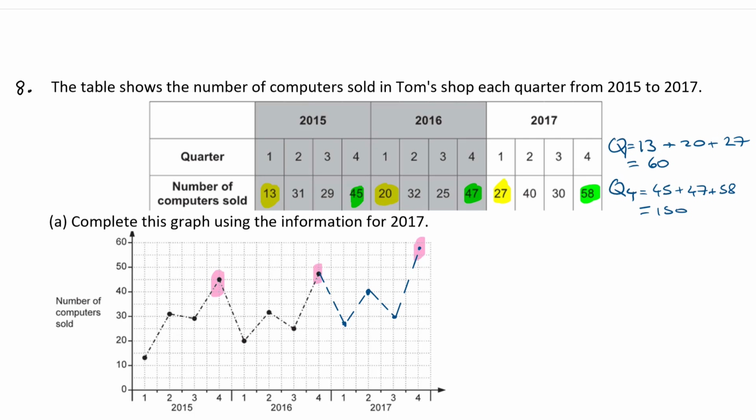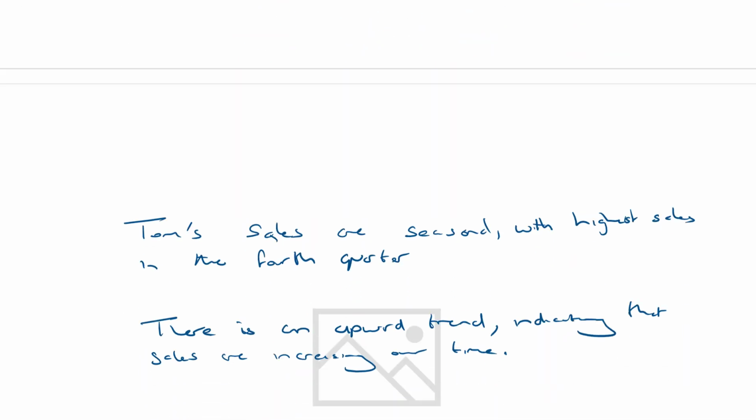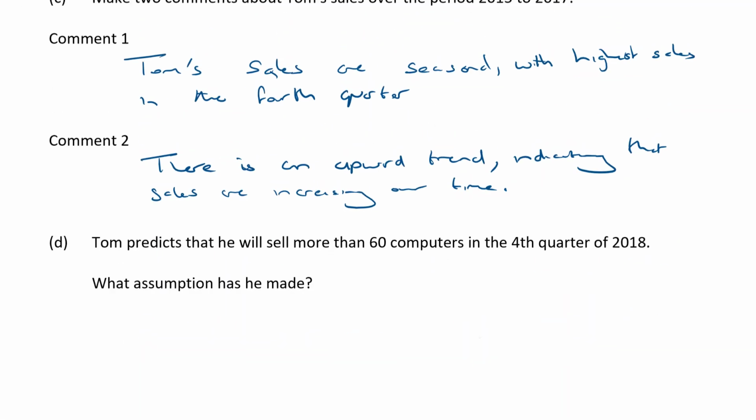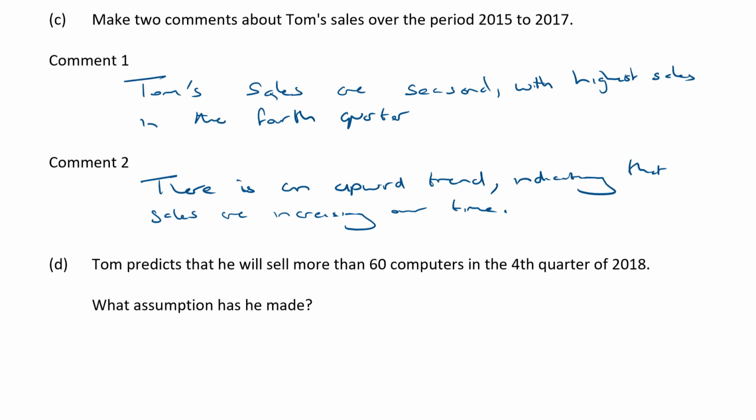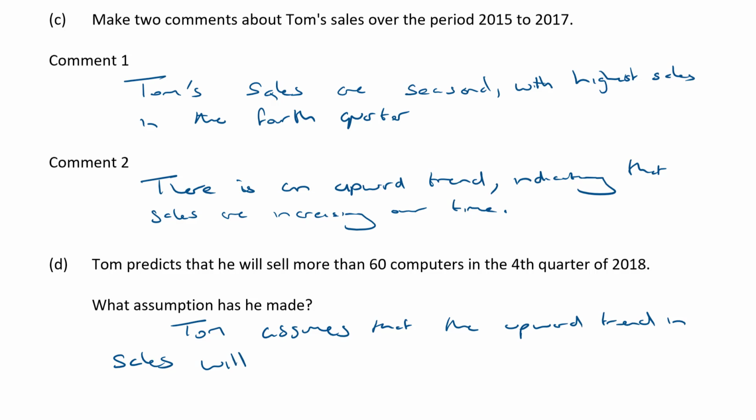So what information is he using? He's using the increase over time to show that it's going to increase more then, isn't he? So I think we can just say that Tom assumes that the upward trend in sales will continue. Okay, so that seems a reasonable assumption based on his data.